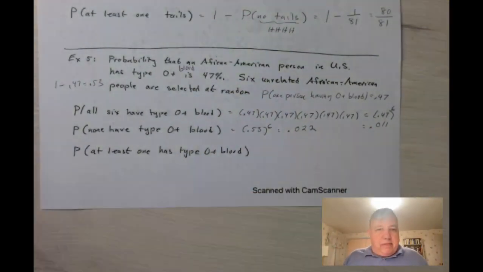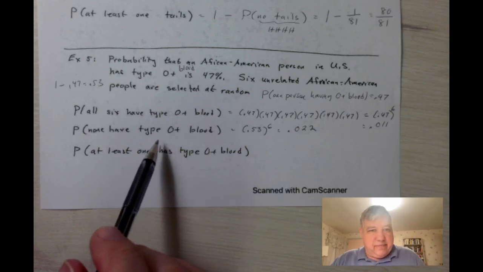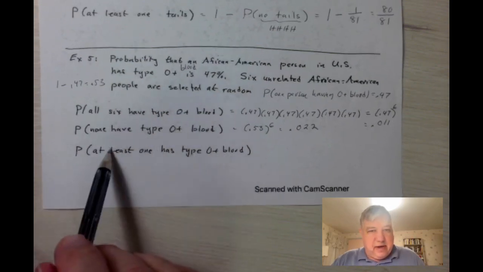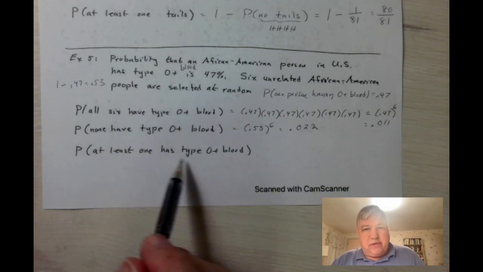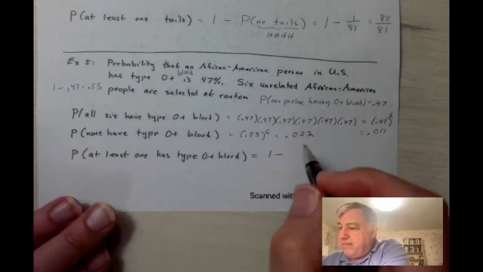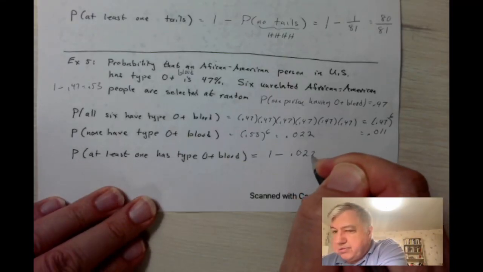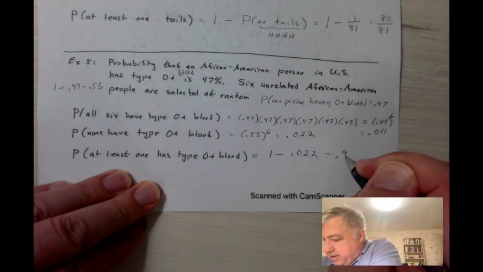And then the probability of at least one having type O blood is the complement of this, right? This event and this event are complements of each other. So the probability of this is going to be 1 minus the probability of this, which is 0.022, which is 0.978.